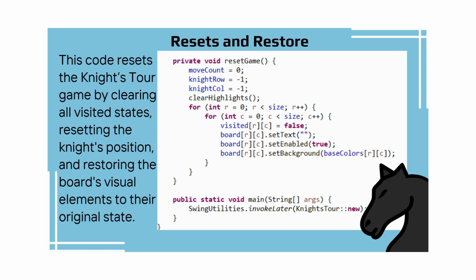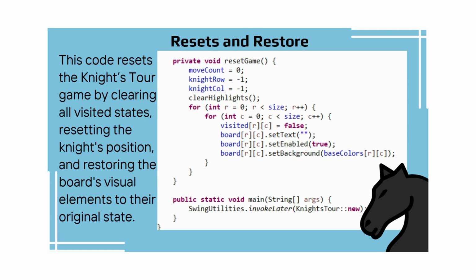Now, the following code breakdown is the move count, which presents the knight's move number, then the knight row, and the knight column, which indicates the knight hasn't been placed on the board yet. The clear highlights removes any yellow highlighted valid moves. The visited false marks every cell as unvisited, as once again it resets and restores the knight's tour.